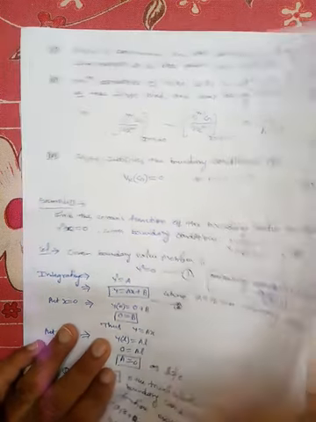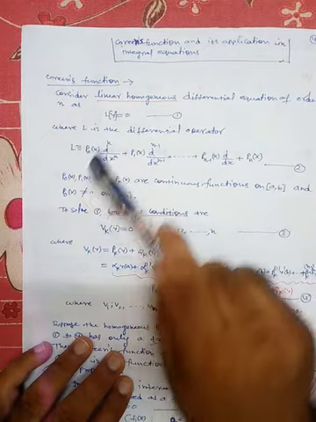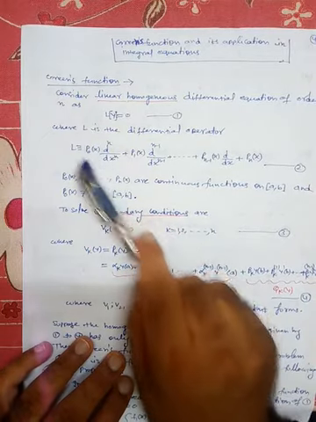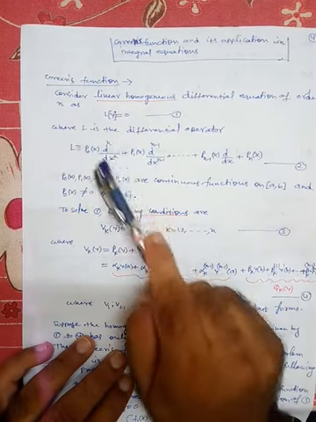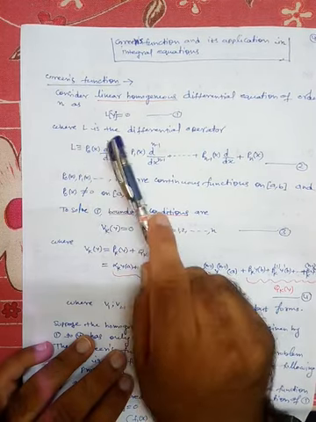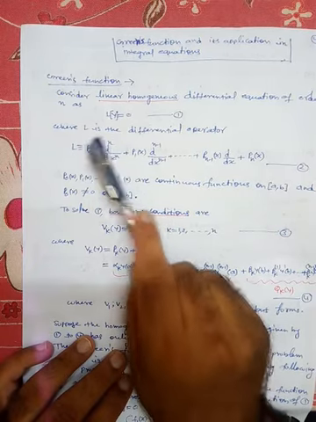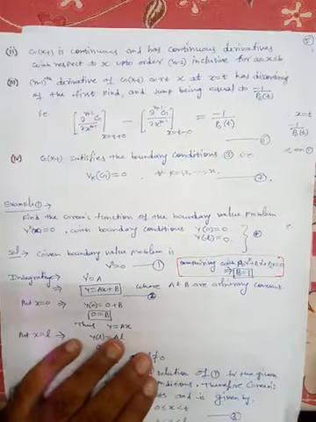What is p naught of t? If you see, p naught is the coefficient of the highest order derivative of y in this function. So the function associated with the highest order derivative of y is basically p naught of x. So this is p naught of t.